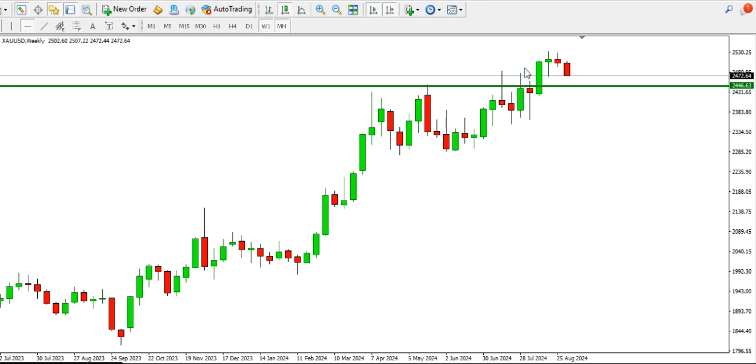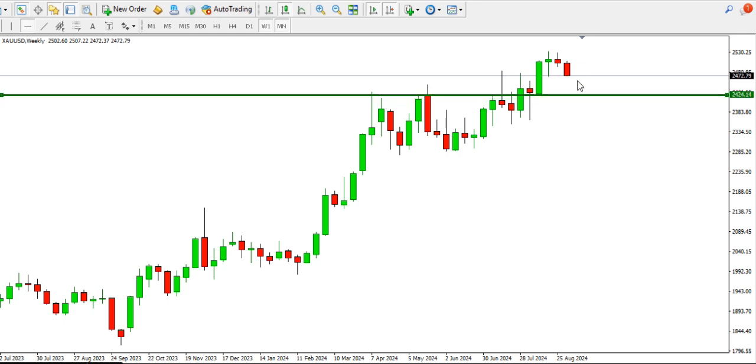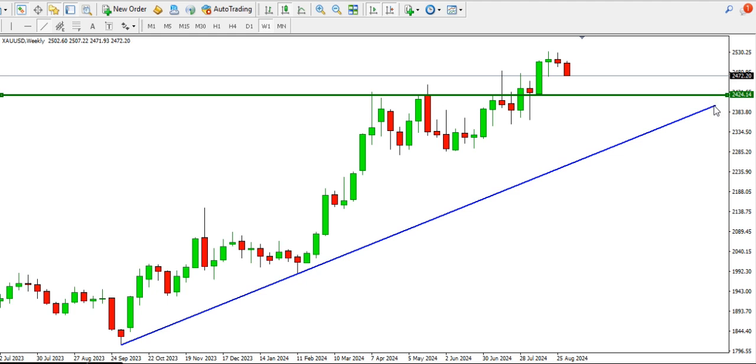The weekly time frame shows price is giving us something like an evening star candlestick pattern. So we might see price possibly drop to this particular level before pulling back. But for now, price is dropping very fast on the weekly time frame. Still on the weekly time frame, we have this particular ascending trend line that is yet to be tested. It was tested once around here, but is yet to be tested by price.